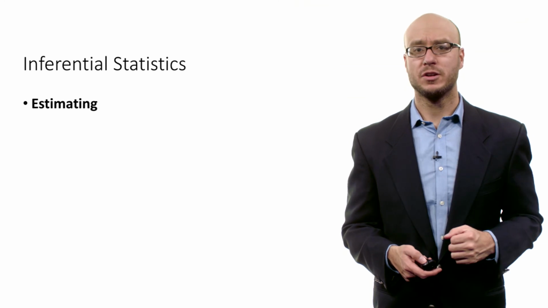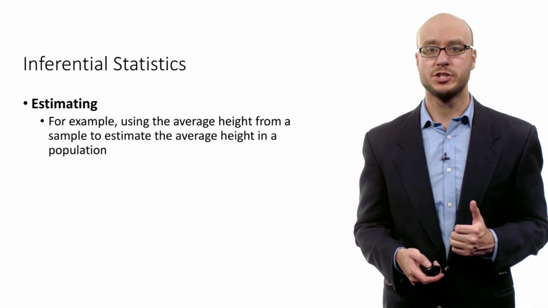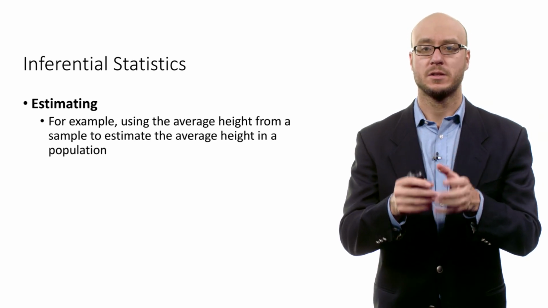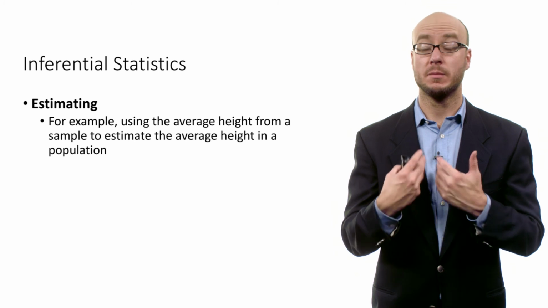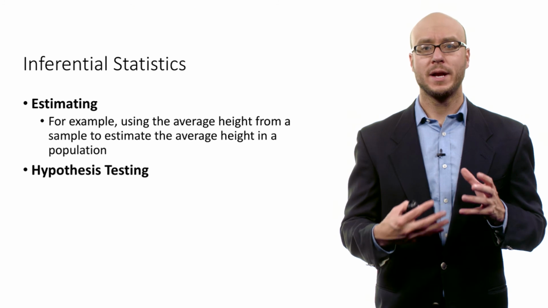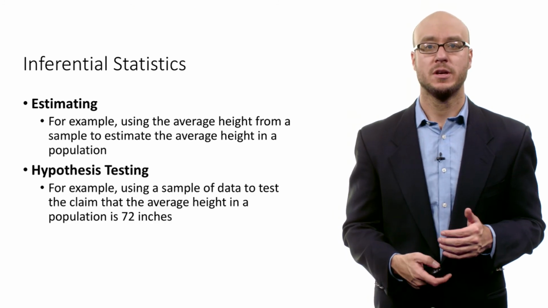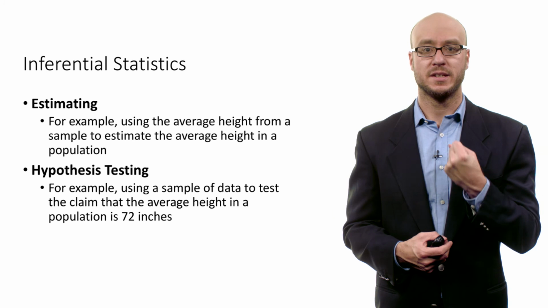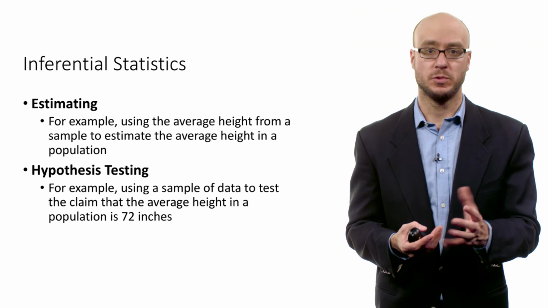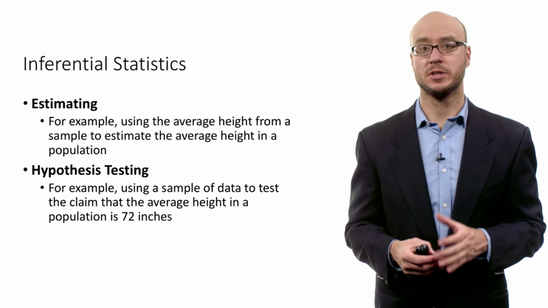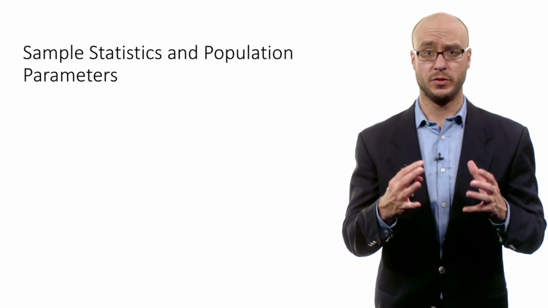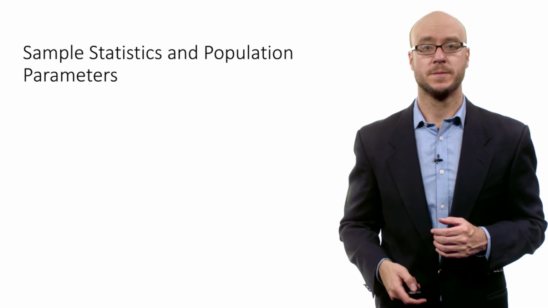Inferential statistics is really about two main topics. First of all, estimation. So you might use the average height from a sample to estimate, to have really a best guess for the average height in a population, which you actually don't observe because you just have that sample. Or you might test a claim about that population. For example, somebody's making the claim that the average height in a population is 72 inches. Well, you gather your sample and you test that claim. So inferential statistics is really about estimation and hypothesis testing. And we're going to cover both of those topics as we go through the semester.